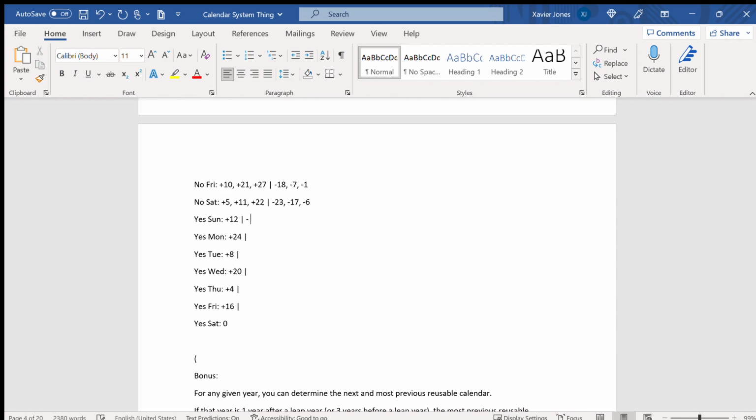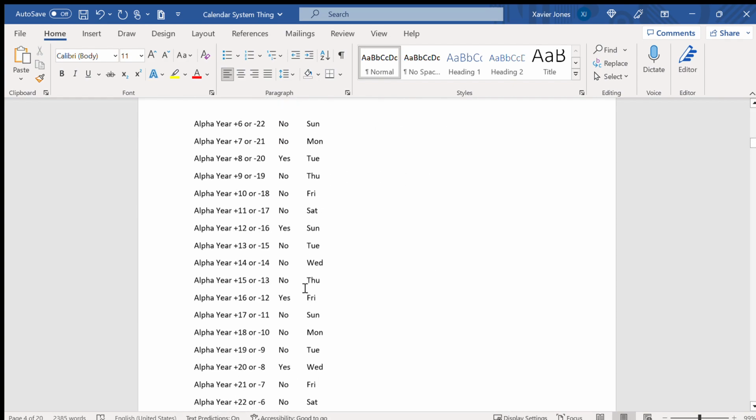+12 corresponds to, I don't know. Math is hard. 16? +24 corresponds to -4. +8 corresponds to -20. +20 corresponds to -8. +4 corresponds to -24. +16 corresponds to -12. 16 and 12, they correspond, right? Yeah, cool.